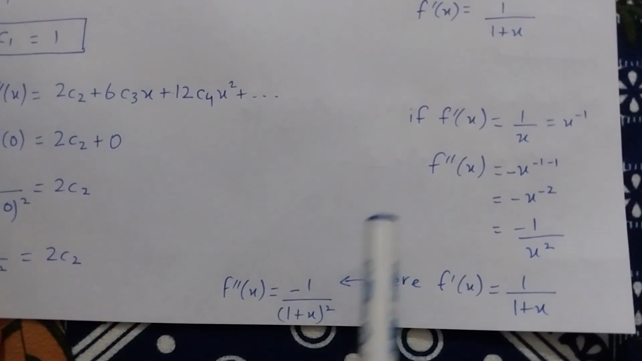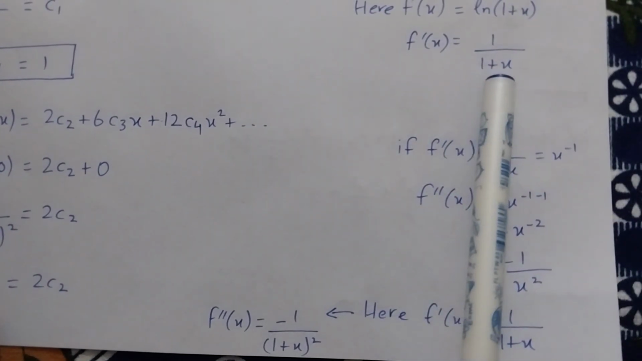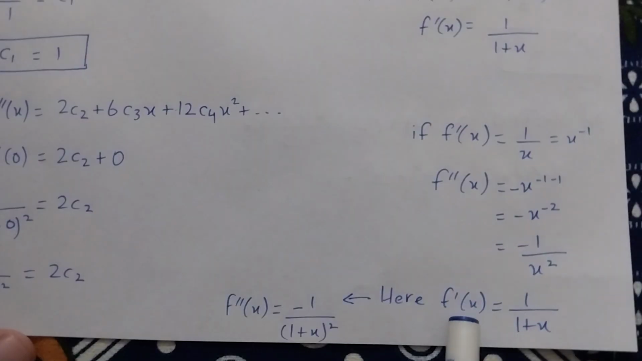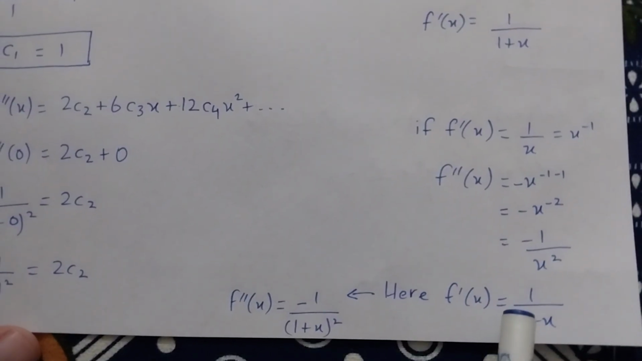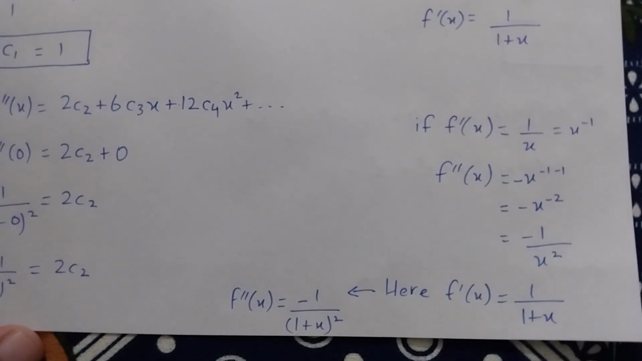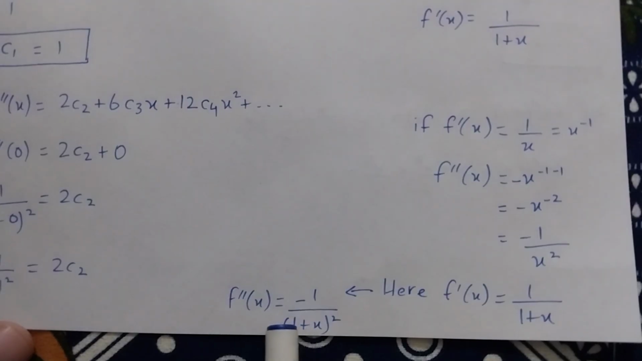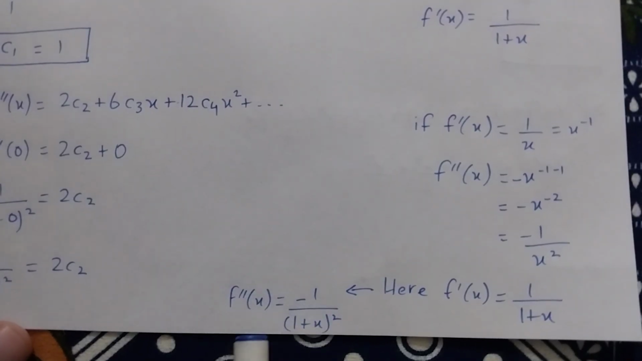And here we didn't have this x, we had 1 plus x, as you can see here. So when we take the derivative of this, this was our first derivative, and based on this pattern, we get a square in the denominator. But here the denominator in the case of the first derivative was 1 plus x, not x, so in the second derivative it will be 1 plus x squared, not x squared.